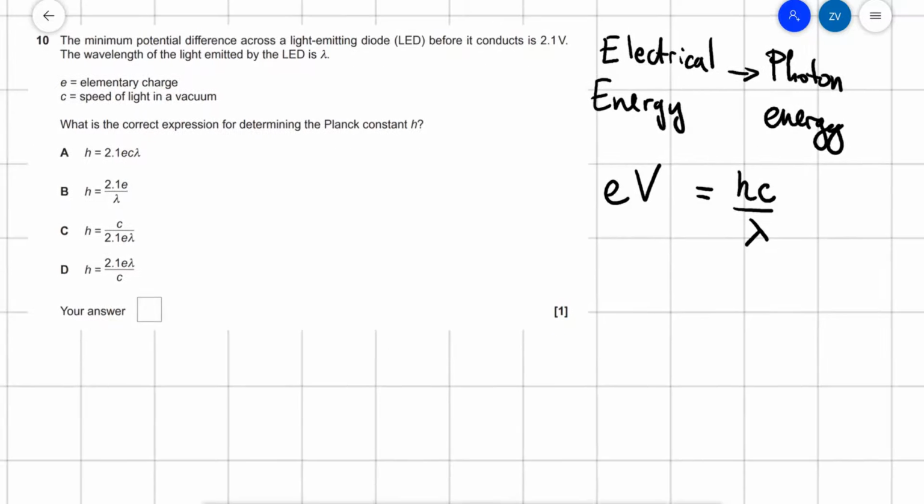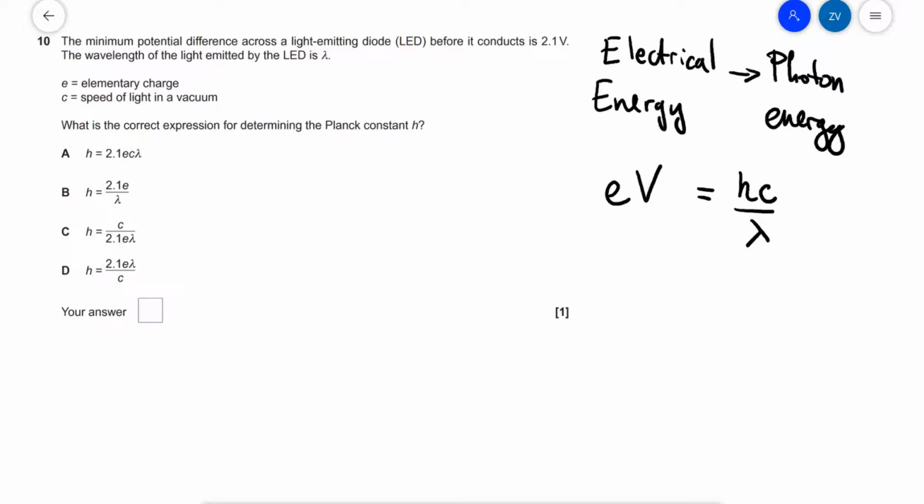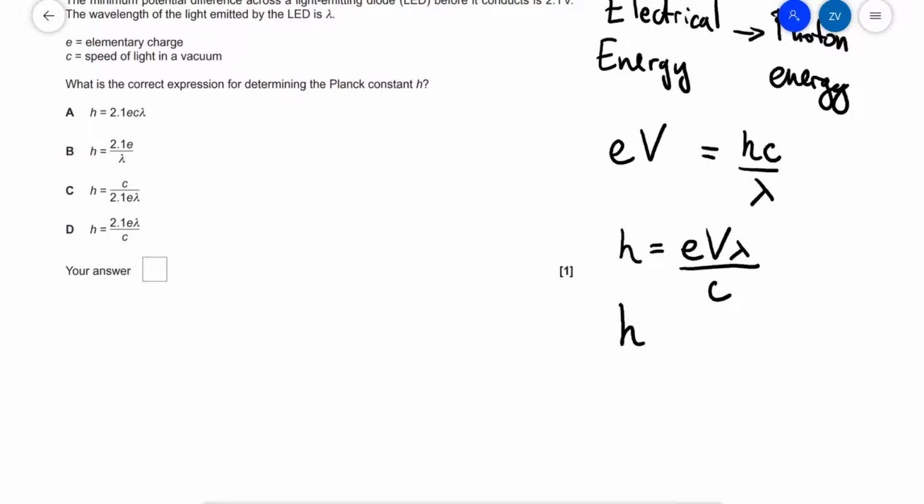h is Planck's constant, so all we need to do really is to rearrange for Planck's constant, and h will be equal to e times V multiplied by lambda divided by c, and we're given that the threshold voltage in this case is 2.1 volts, so h will be equal to 2.1 times e times lambda divided by c, which will lead us to the correct answer being D.